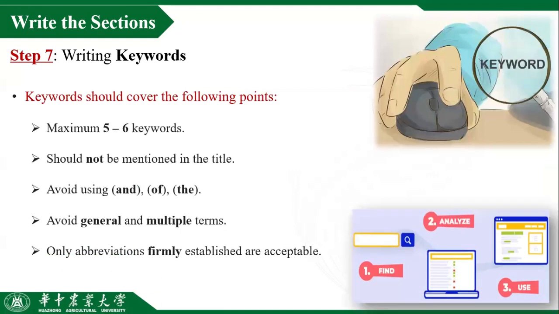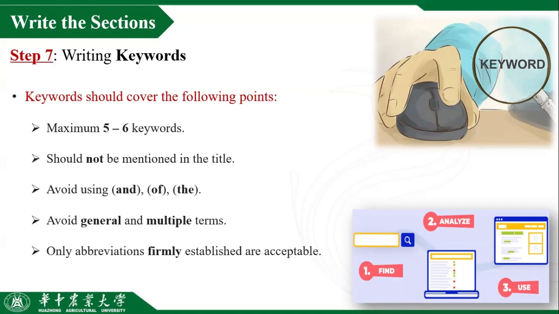Keywords. In writing the keywords, you also have to take care about the instructions. Some journals give you a maximum of 5 keywords, and most of them give from 5 to 6 keywords, and they shouldn't be mentioned in the title. Last session, someone claimed that they should or shouldn't be mentioned in the title, but the standard is that they shouldn't. Avoid the use of words like and, if, of, the, and avoid general or multiple terms.